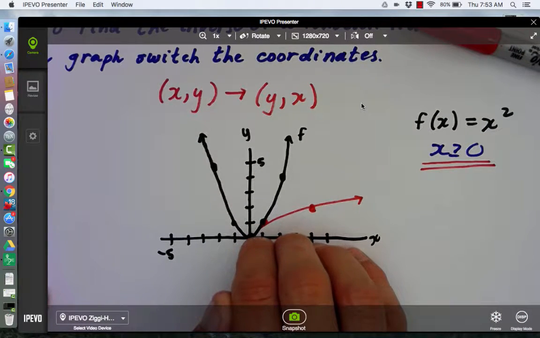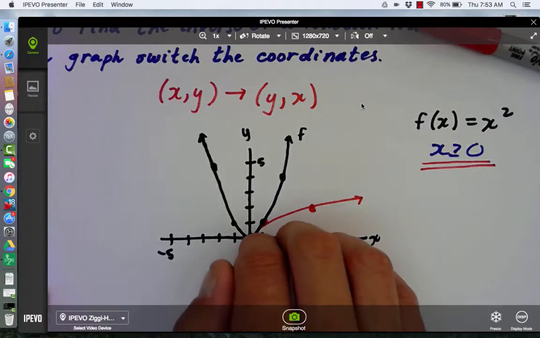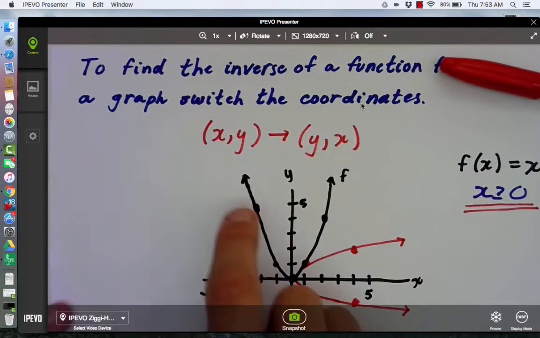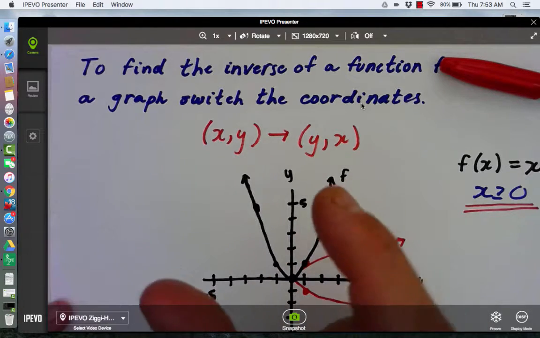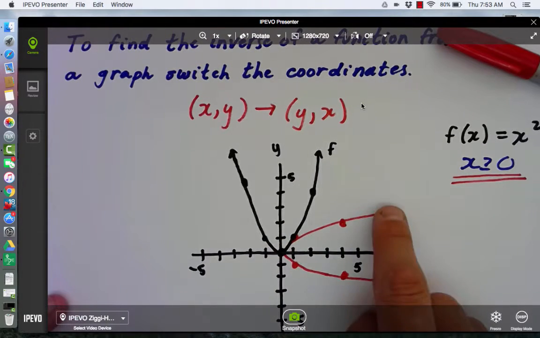because the inverse of x squared is the square root of x, if we were going to solve that by hand, and you'll see that in the other videos. So it's important to realize that yes, from this graph I can find the inverse by switching x and y, and that's what I've done here.